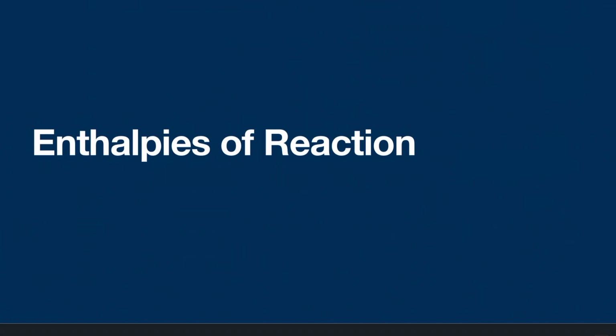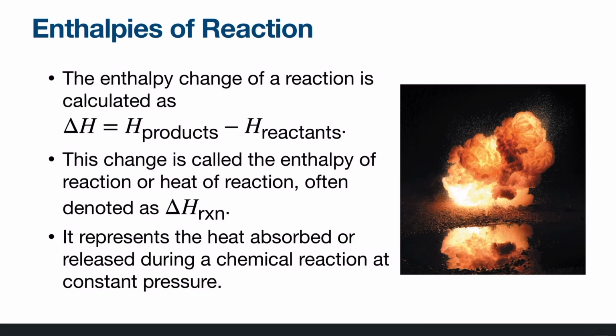The lesson for today is about enthalpies of reaction. The enthalpy change of a reaction is calculated as delta H equals the enthalpy of products minus the enthalpy of reactants. So basically, enthalpy change tells us how much heat is involved when a reaction happens. We calculate it by subtracting the total enthalpy of the reactants from the total enthalpy of the products. In other words, it's like comparing the energy before and after the reaction.